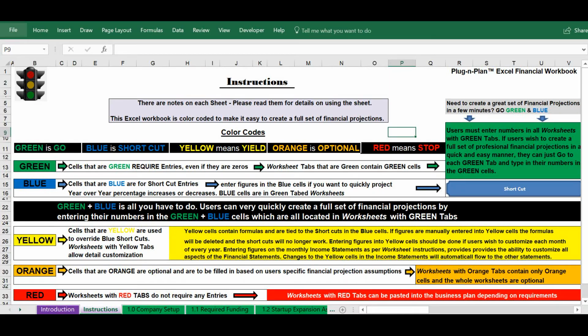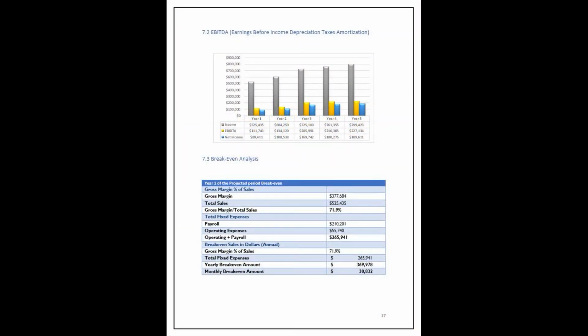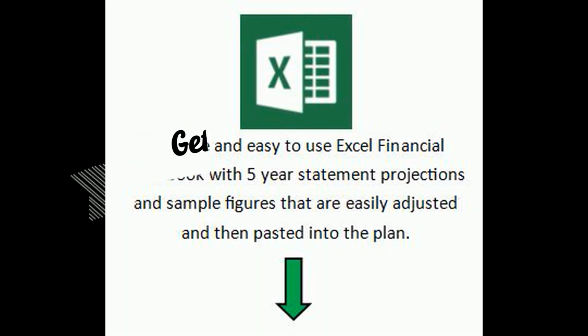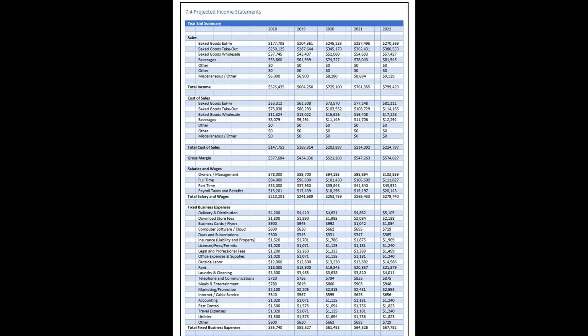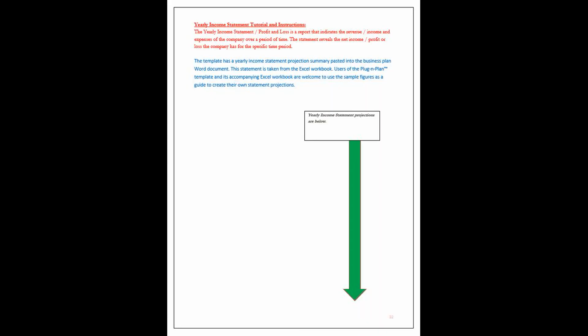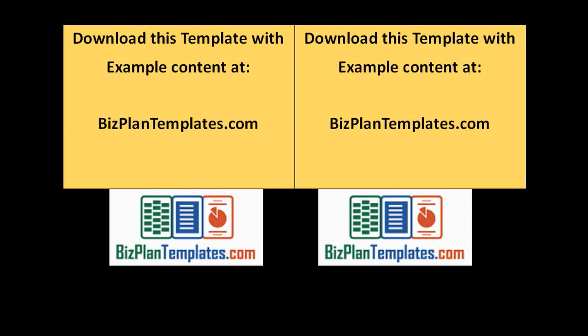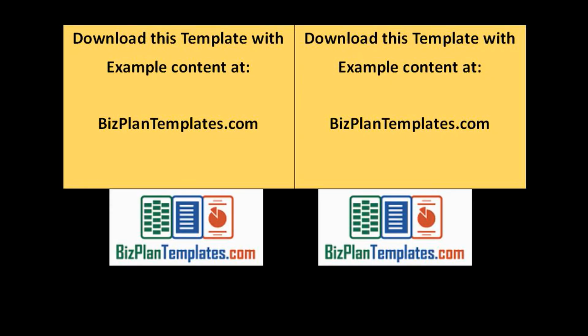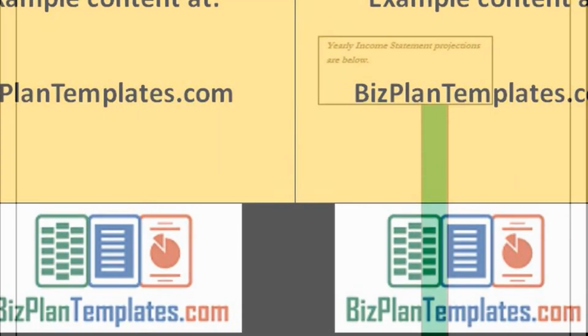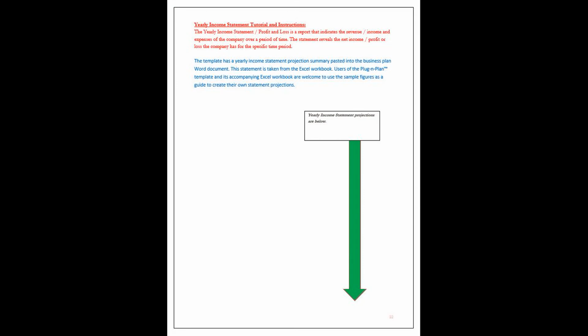The template also includes a break-even analysis which is taken from the Excel workbook as well and pasted into the Business Plan Word document. Yearly Income Statement Tutorial and Instructions. The Yearly Income Statement and Profit and Loss is a report that indicates the revenue and income and expenses of the company over a period of time. The statement reveals the net income and profit or loss the company has for the specific time period.